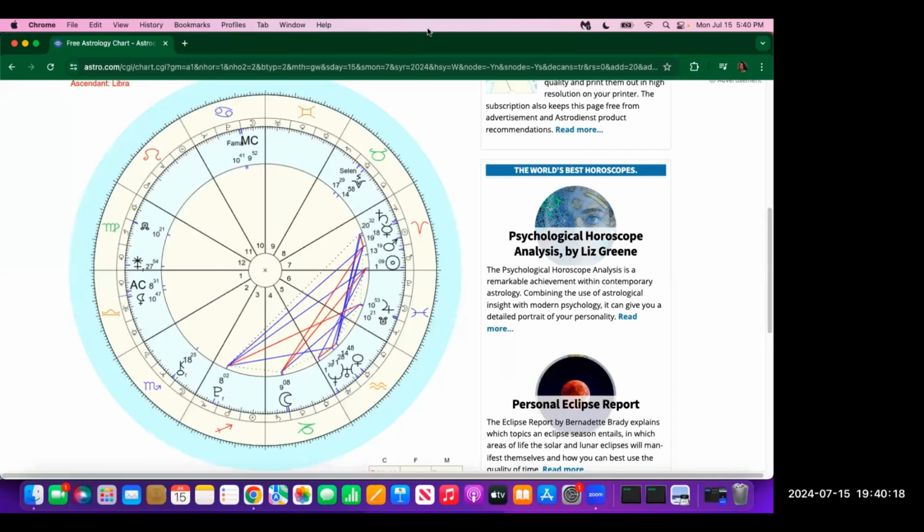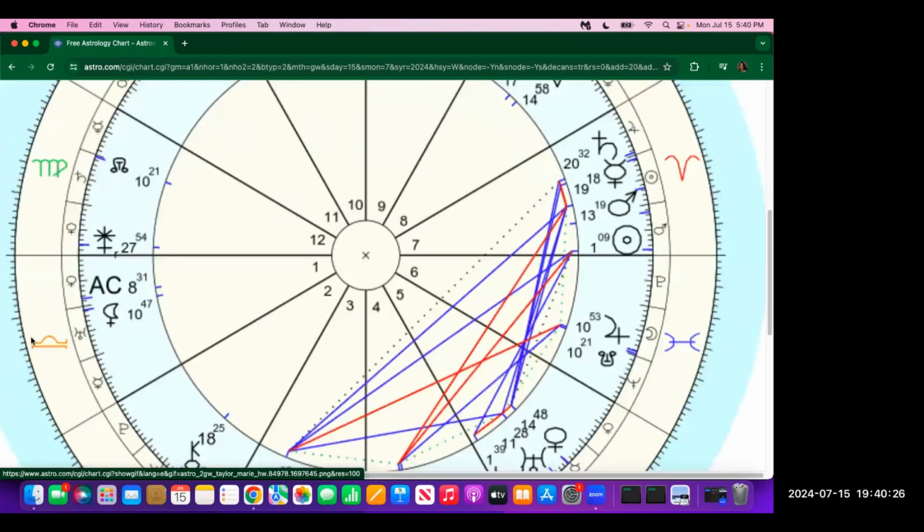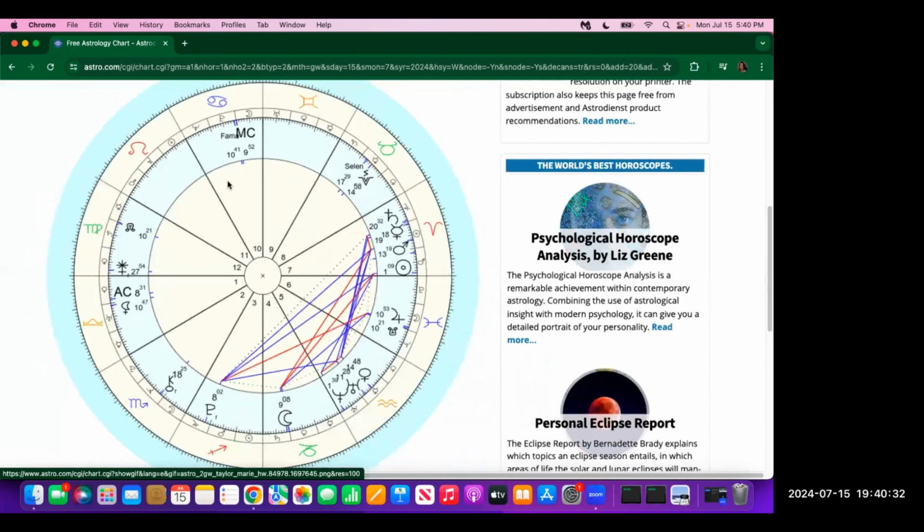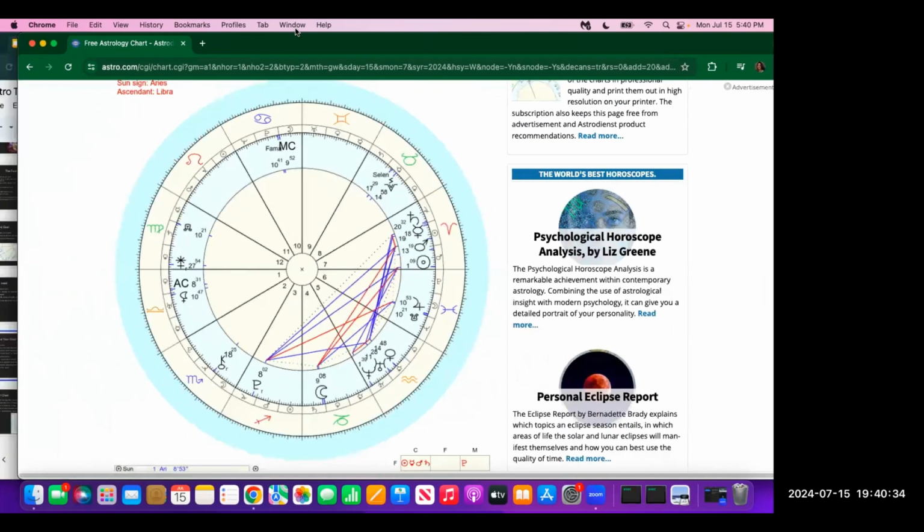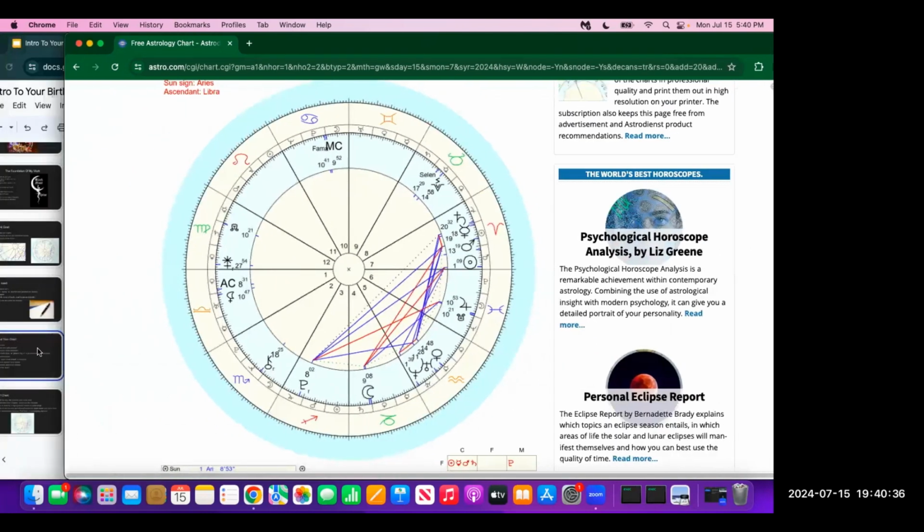So I think by now everyone should have their chart pulled up. And like I said, we are going to focus on the chart ruler, which is our first house, the sign of our first house, and the planet that rules our first house. So we're going to break it down. We're going to break everything down, and it's going to be super easy and super fun and not anxiety provoking at all.